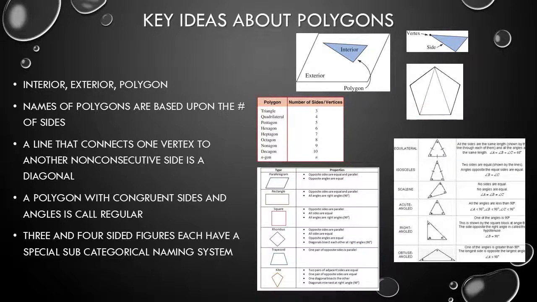Finally, 3- and 4-sided figures each have a special subcategorical naming system. Let's look at triangles first. Triangles are either equilateral, isosceles, or scalene. These are their lateral or side measure naming system. And then finally you have acute, right, obtuse, and that would be related to their angle measures. And then we have the 4-sided figures: parallelograms, rectangles, squares, rhombuses, trapezoids, and kites are all different types of 4-sided figures.